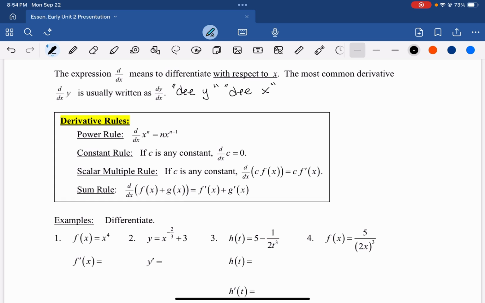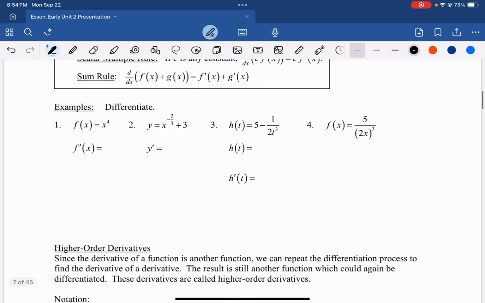Okay, and then last is our sum rule. So if I have d/dx of f of x plus g of x, then my derivative is just going to be the derivative of f plus the derivative of g. So essentially I can break up terms and take the derivatives of each piece. Okay, so let's look at some examples here.